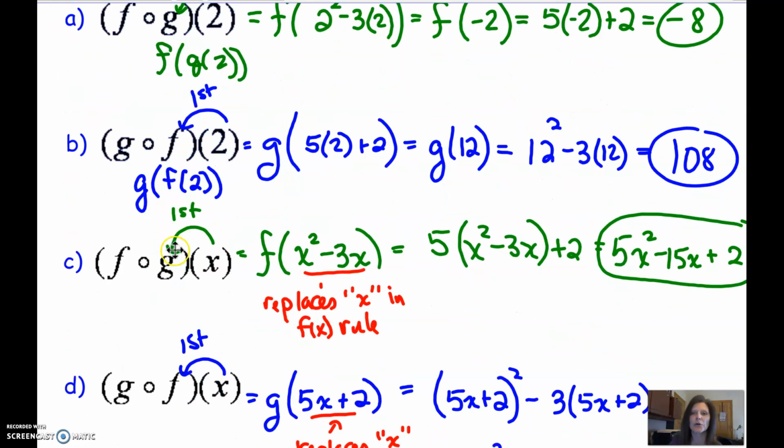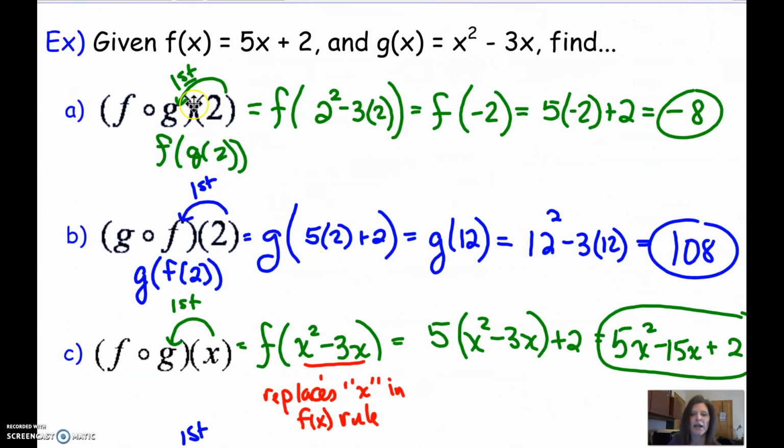If we look at the general case here, we can see why that is. If I have f of g of x, that means I need to figure out what g of x is. Well, that was given to me. It was the x squared minus 3x formula, and I want f of that. So that means I take all of this stuff and I put it right here in place of the x in the f formula. So that's where that 5 times the quantity of x squared minus 3x plus 2 comes from. Simplify as much as we can.